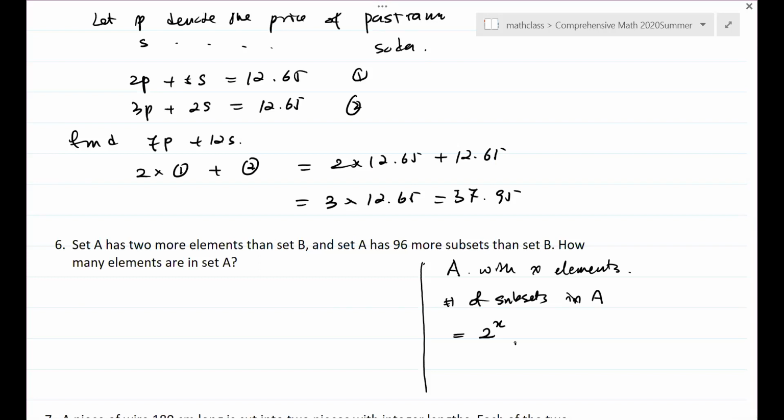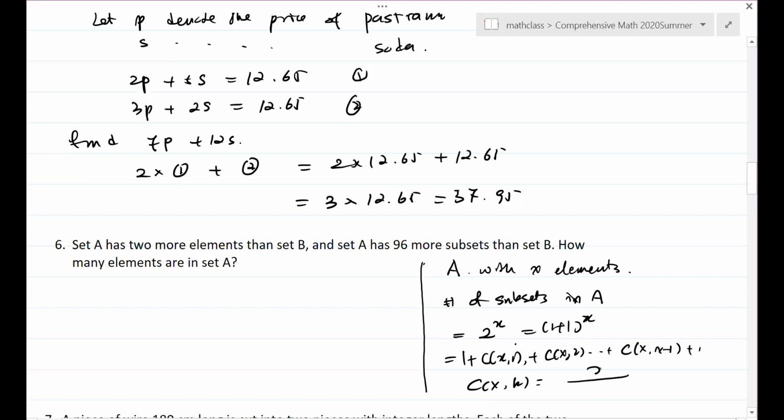Actually, this is given by (1 + 1) to the power x, which expands to 1 + C(x,1) + C(x,2) + ... + C(x,x-1) + 1. Those are the combinatorial coefficients. C(x,k) is x factorial over k factorial times (x minus k) factorial. I hope you understand this part. Otherwise, just know that the number of subsets in A is 2 to the x.